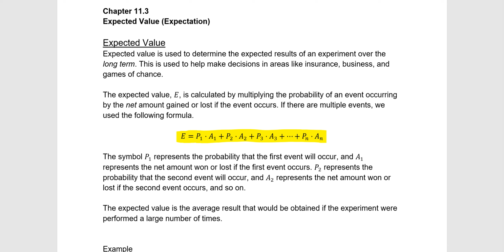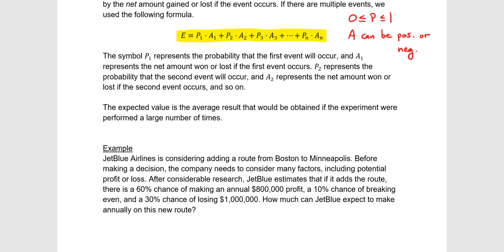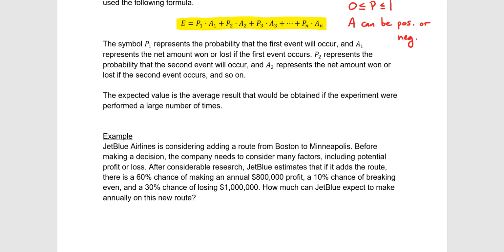P1 is the probability that the first event will occur. A1 is the net amount won or lost for the first event. P2 is the probability that the second event occurs. A2 represents the net amount won or lost, and so on. It is important to know that the A values can be positive or negative. And as usual, the probabilities, not the percents, have to be between 0 and 1.